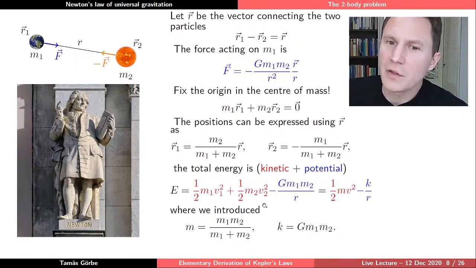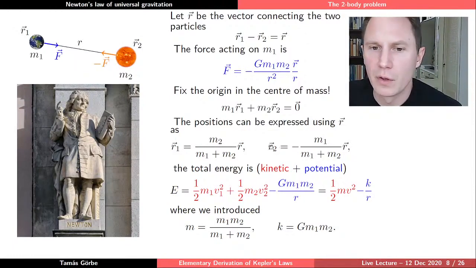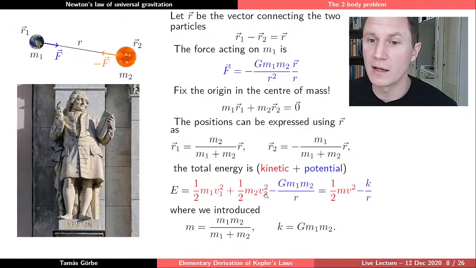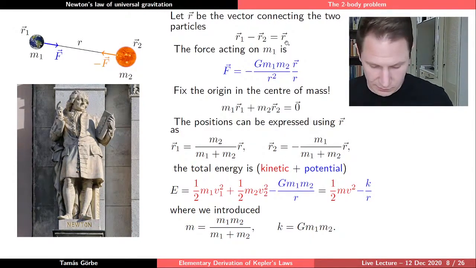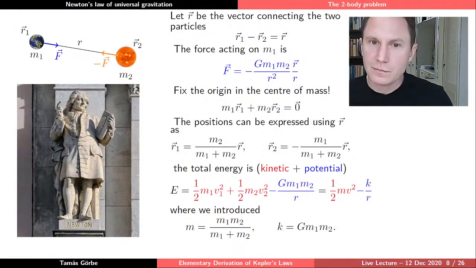And the point is that since I was able to express r1 and r2 via this vector r, I can express these velocities, or these speeds, using the speed of this vector r. So let me just try to show you how I do that.